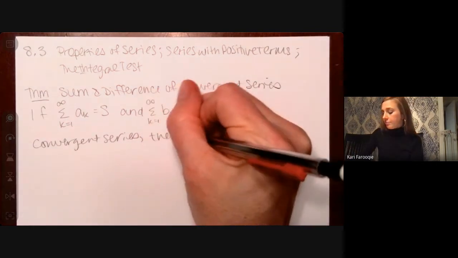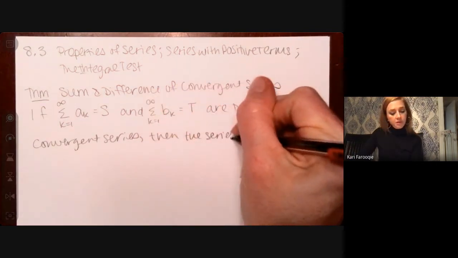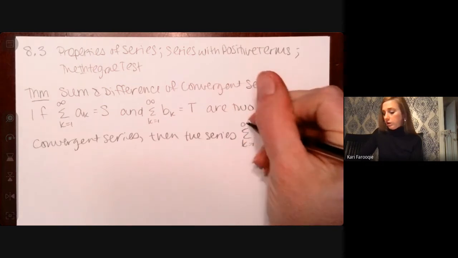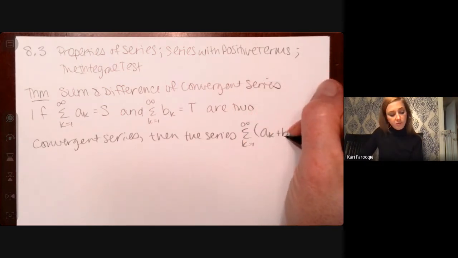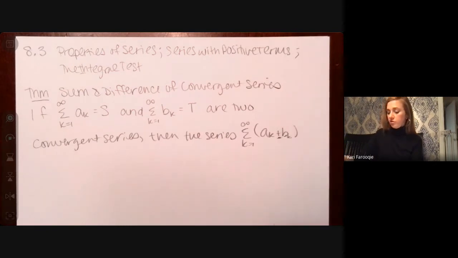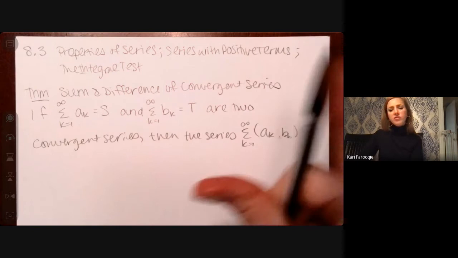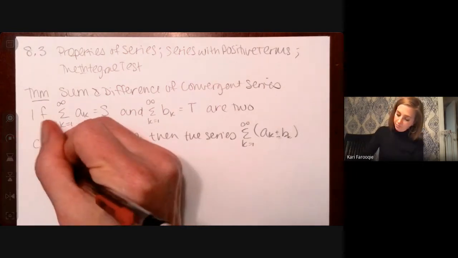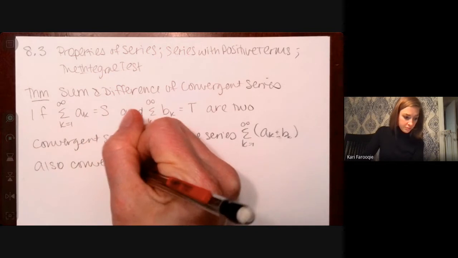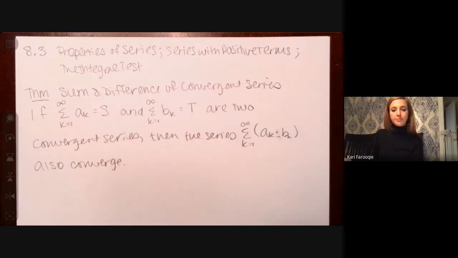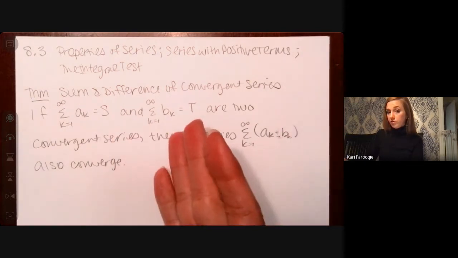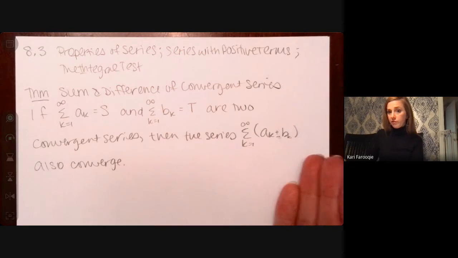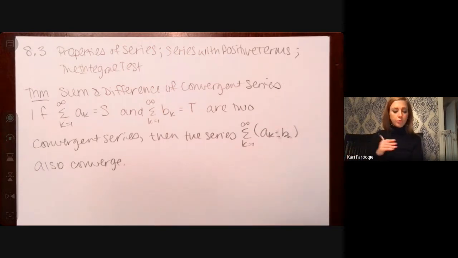then the series from k equals 1 to infinity of a sub k plus b sub k. You know what, we're just going to say plus or minus because I don't want to write that twice. Just like you, sometimes I don't want to write excessive amounts of stuff. Also converge. So we can take the sum or difference of two convergent series, and then we would say that the sum or difference of that series itself would also converge.